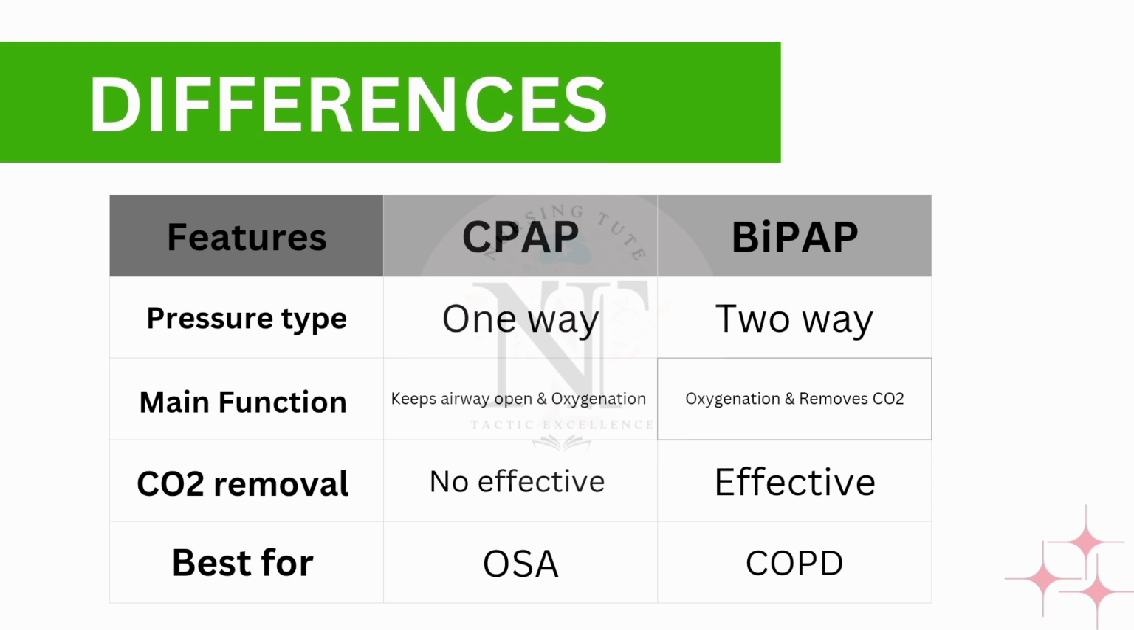And CPAP is used in patients with type 1 respiratory failure where the oxygen is very low. And BiPAP is used in patients with type 2 respiratory failure where there is low oxygen and high CO2.